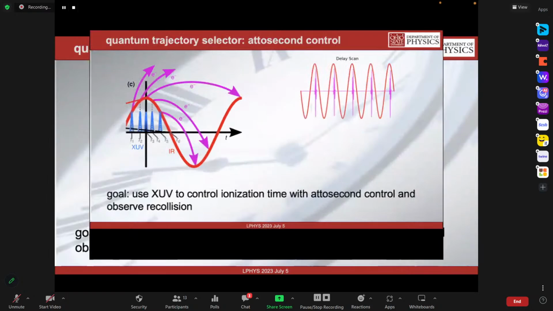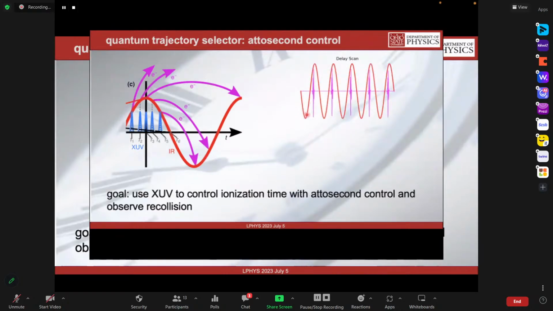So here's the basic idea. We're going to replace tunnel ionization by single photon ionization by an attosecond pulse train. And look at the cartoon here on the right. It's showing you that we can control the relative phase between the attosecond pulse train and the infrared field.